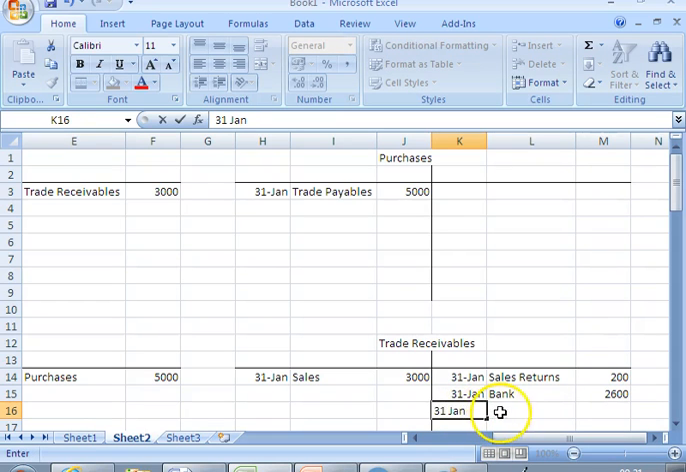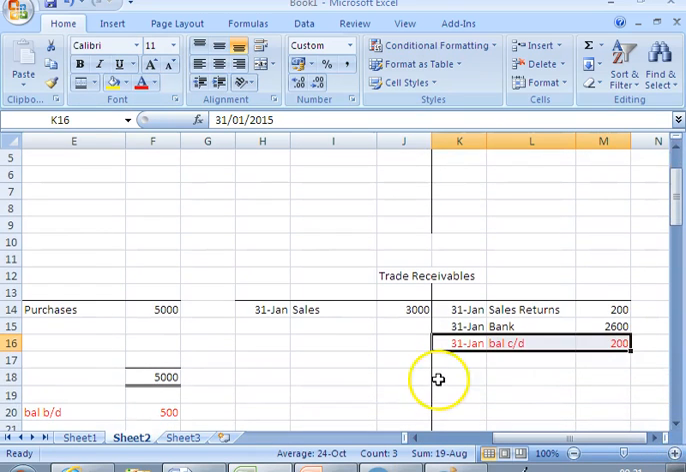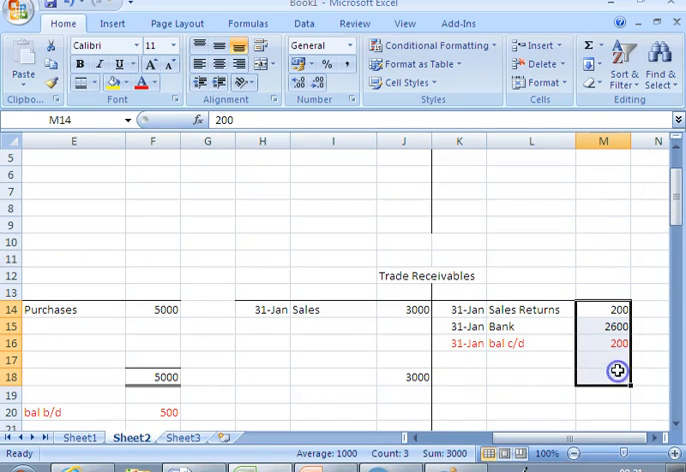31st of January, balance carried down. It's a video. You can watch this over and over again. 200. That's the difference between both sides. You can use a different color if that helps you. Then just add them. You have 3,000 here, which is what this is. You're adding this downwards, and this downwards as well. You can use the Excel button. That's 3,000.